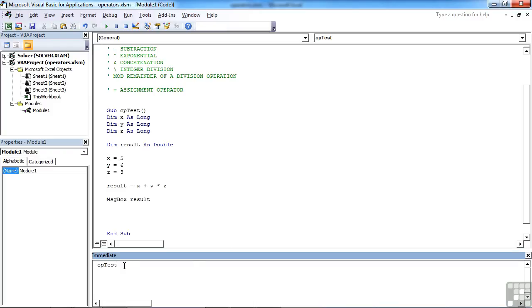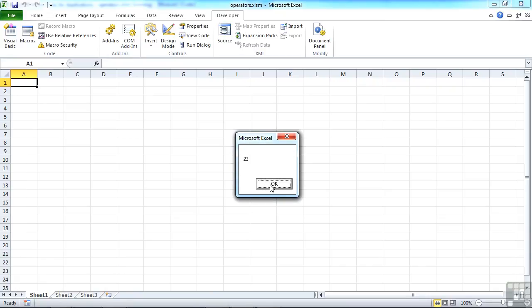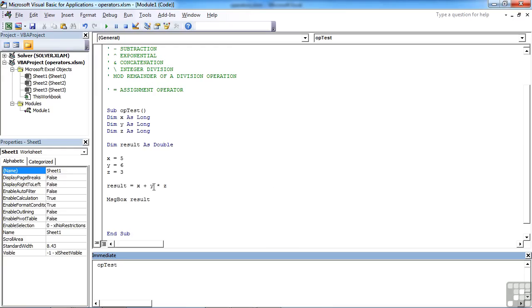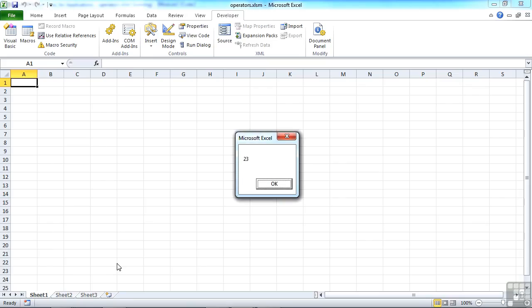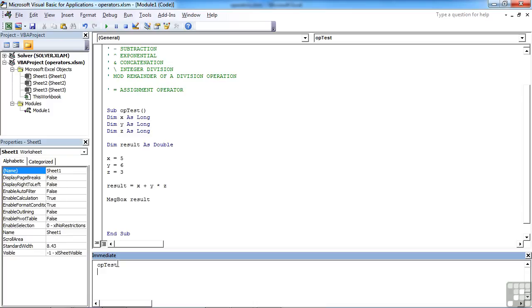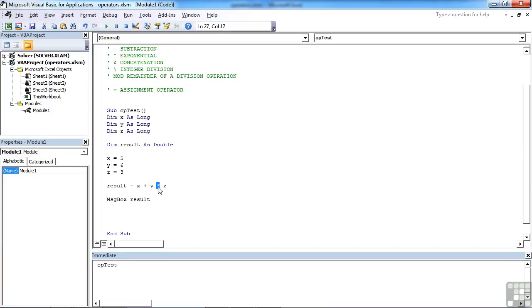What do you think the result will be? We get 23. X plus y is 11 times 3 is 33. We're not getting 33, we're getting 23. The reason we're getting 23 is because Excel and the VBA don't look at a formula and work left to right, which is sort of the logical process for a human. It looks at the whole formula and prioritizes what it should carry out first. And in fact, it carries out the multiplication first. That's why we get 3 times 6, which is 18, plus 5 is 23.